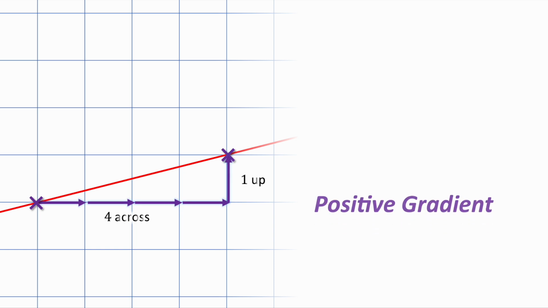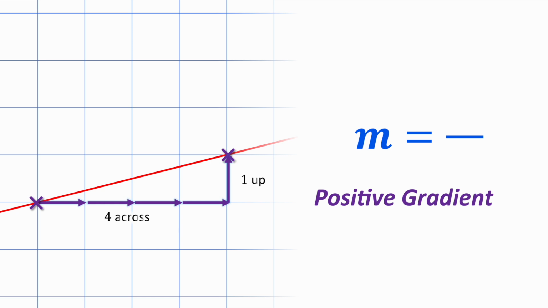Let's see that again. Here we've got another line, and we're going to put a cross at the grid points. We're focusing on the grid. We go across 4 squares and go up 1. This is a positive gradient because it's going up, and we put the 1 on the top and the 4 on the bottom of the fraction. And the gradient of this one is 1 over 4. Again, it's how far it goes up or down divided by how far it goes across.